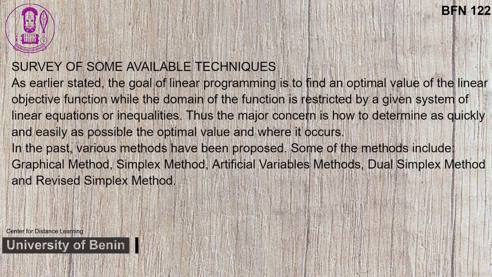Survey of some available techniques. As earlier stated, the goal of linear programming is to find an optimal value of the linear objective function while the domain of the function is restricted by a given system of linear equations or inequalities. Thus the major concern is how to determine as quickly and easily as possible the optimal value and where it occurs. In the past, various methods have been proposed. Some of the methods include the graphical method, simplex method, artificial variables methods, dual simplex method, and revised simplex method.